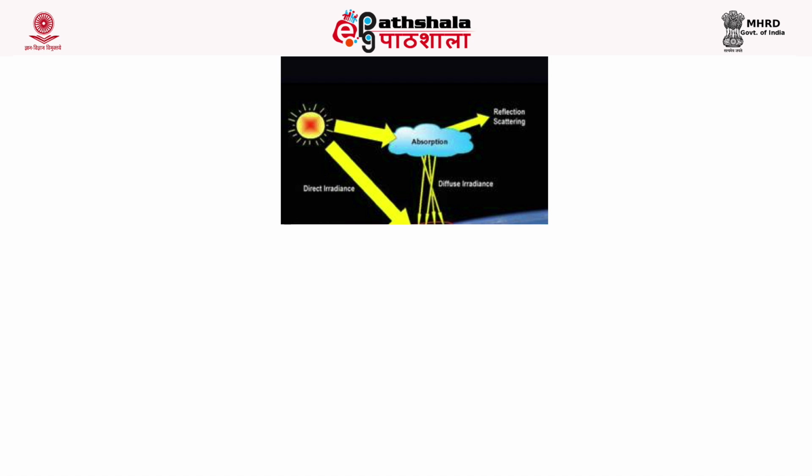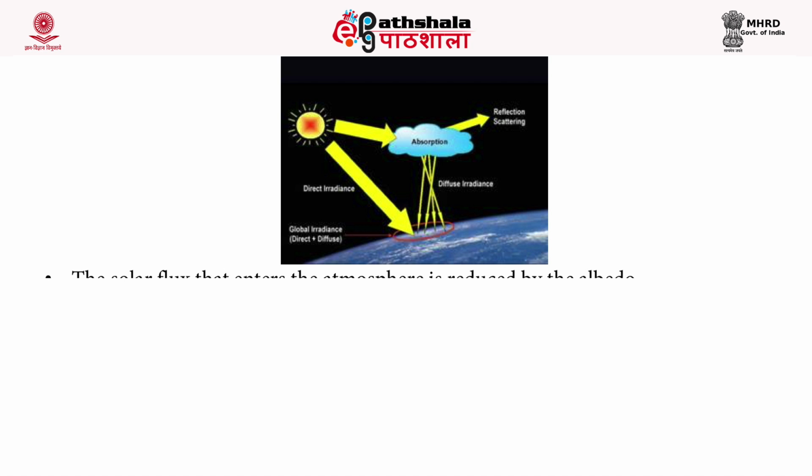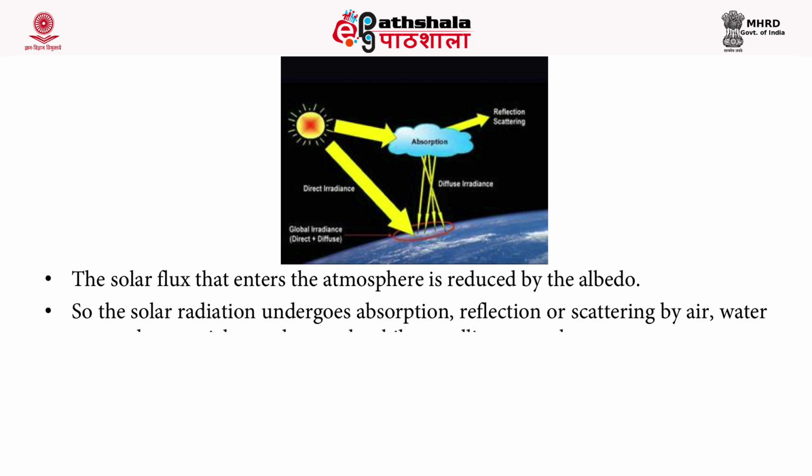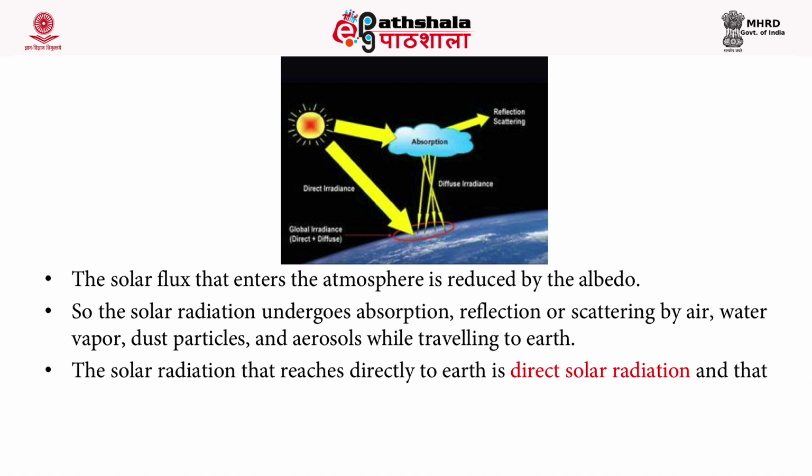The solar radiation undergoes absorption, reflection or scattering by air, water vapor, dust particles and aerosols while travelling to earth. The solar radiation is of two types. One that reaches directly to earth is the direct solar radiation, and that which reaches after scattering is known as diffuse radiation.